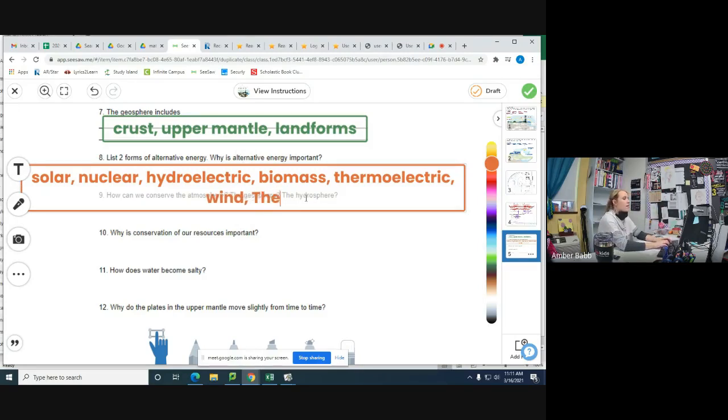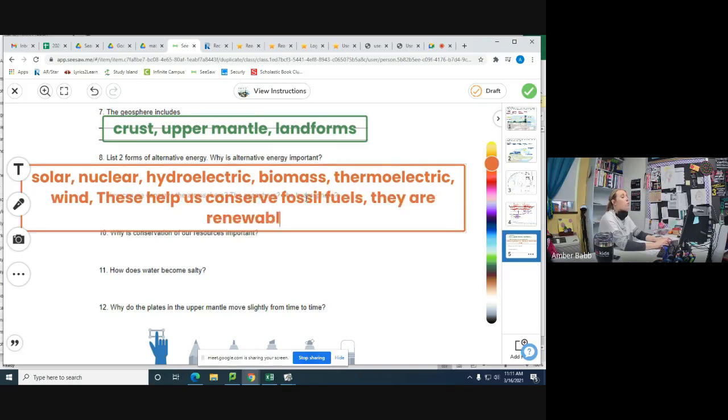Zeke said these help us conserve fossil fuels. They are renewable sources, renewable resources. Renewable resources means we can recreate them quickly enough. What is another good thing about these alternative energy sources? They don't give us as much pollution. They don't have smoke. Less pollution.